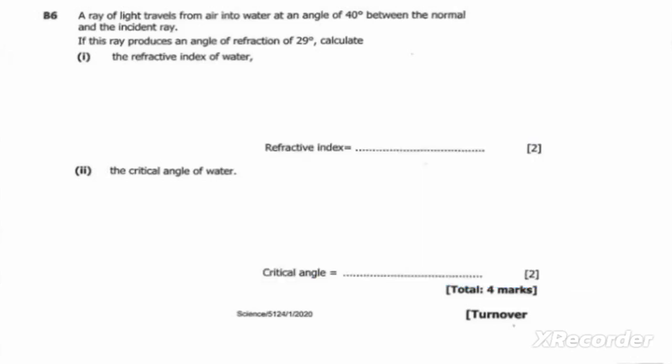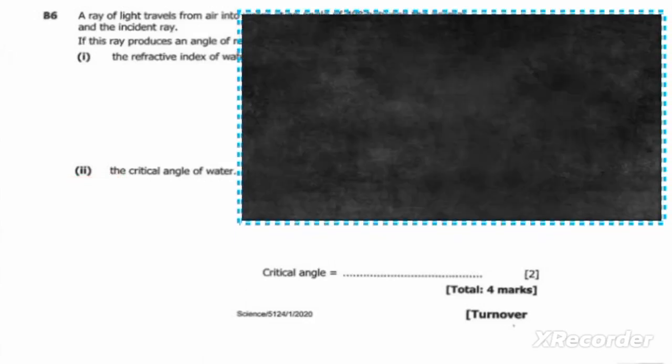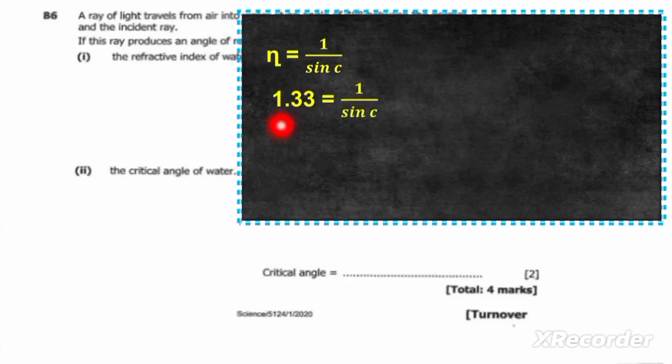We move to the next question, which is question B6, Roman numeral 2. The critical angle of water. Let us find the critical angle of water. To find it, we are going to say the refractive index is equal to 1 divided by sine critical angle. Do we have the refractive index? Yes, it is 1.33, so 1.33 is equal to 1 divided by sine c.